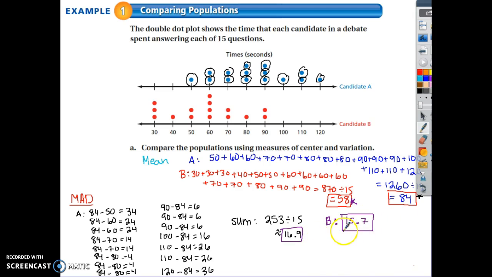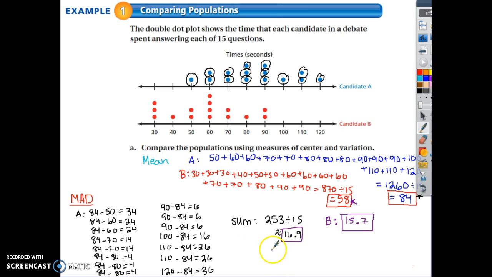Looking at the MADs for candidate A and candidate B, we see that candidate B's was slightly smaller. This means that overall, his answers were a little bit closer together. On average, they were only 15.7 seconds away from the center, which was 58, while candidate A's answers were on average 16.9 seconds away from the center, which was 84.